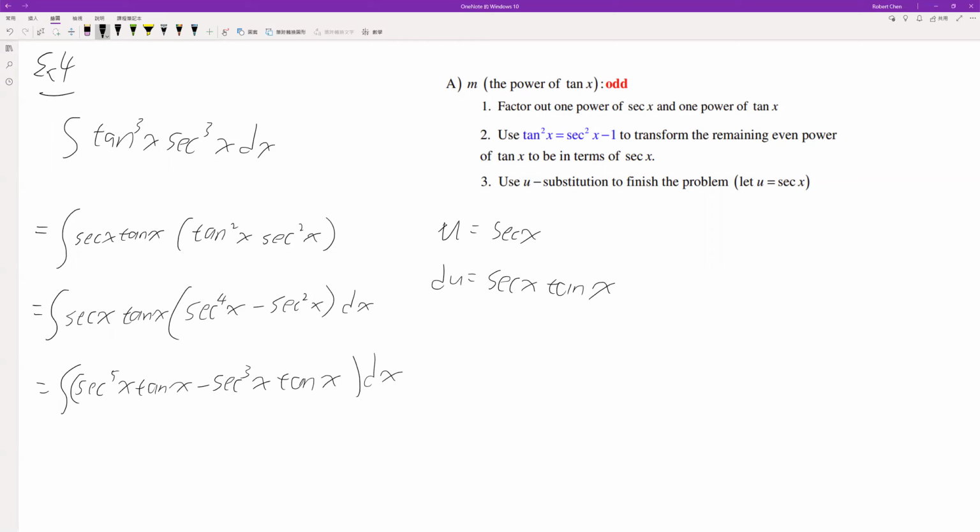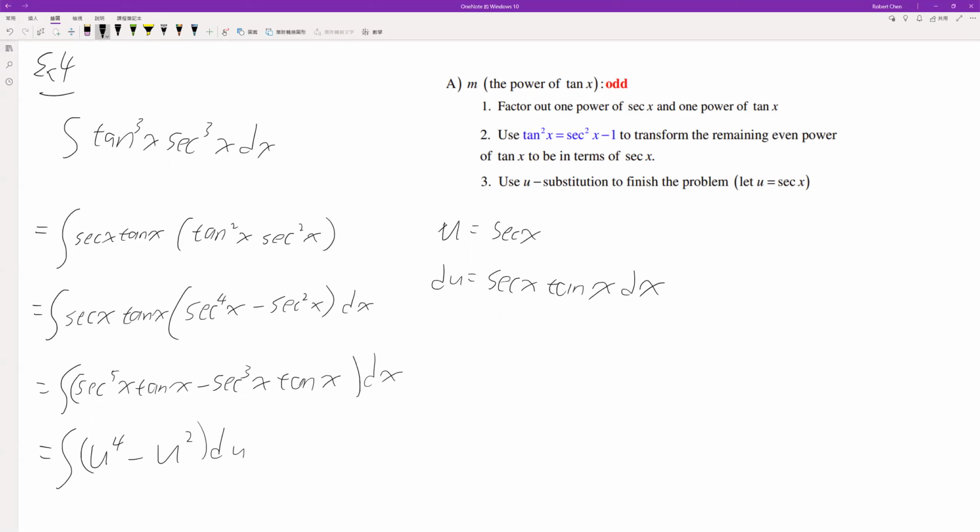All right, and then replace everything here. So we have dx, my bad. Well, what do we have here? So that will be secant to the 4th times secant tangent, right? So that will be u to the 4th minus, so secant square times secant tangent, that will be u square du, right? Like that, right?